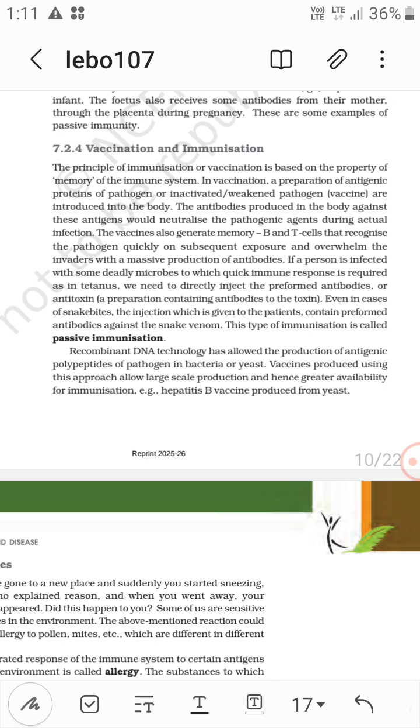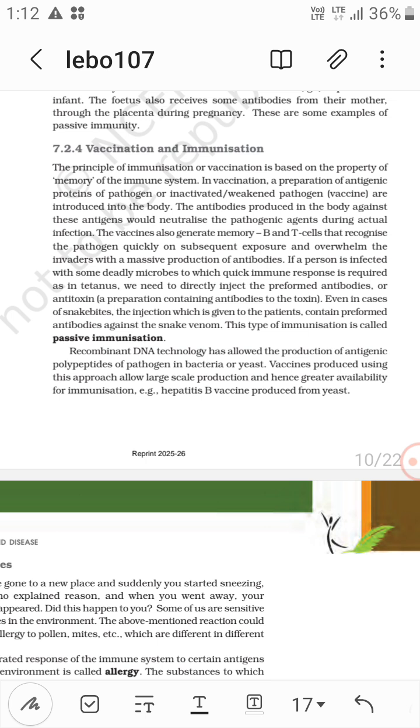In a vaccine, what we do is we weaken the pathogen, we inactivate it and give it to the patient so the patient can make antibodies against it. So this is how it works. The antibodies produced in the body against these antigens would neutralize the pathogenic agents during the actual infection, right?